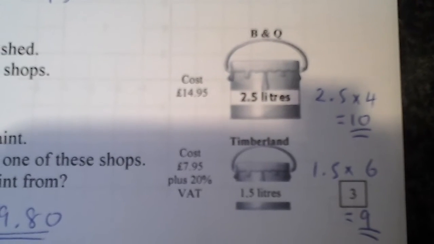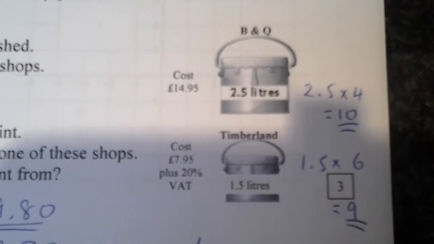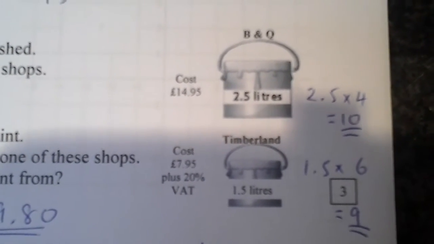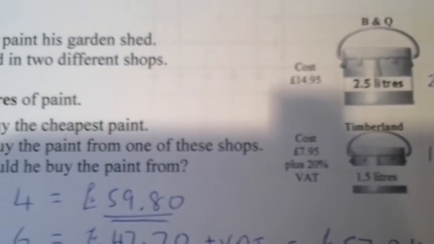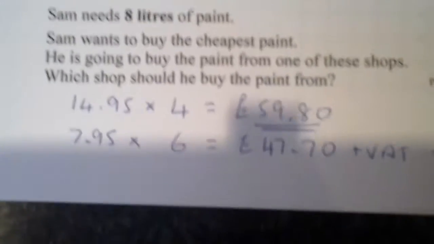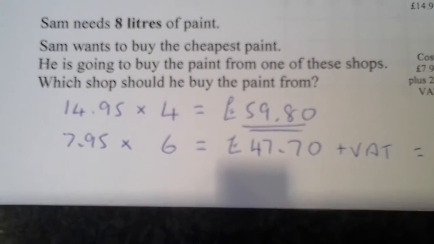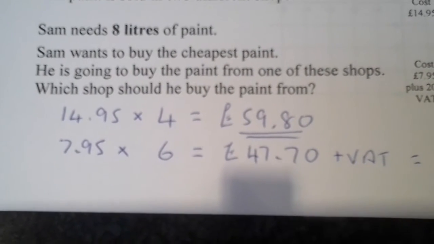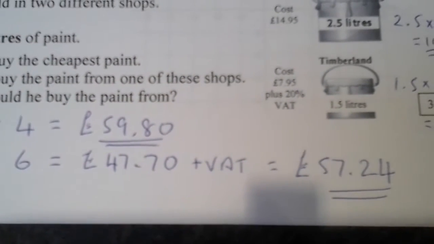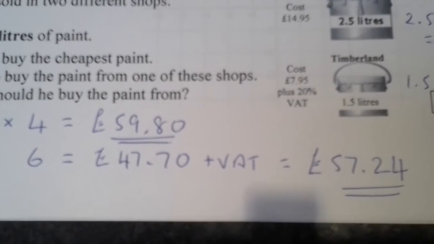Question 4, 4 lots of 2.5 litres is 10 litres, and 6 lots of 1.5 litres is 9 litres. Both of these are more than the 8 litres you want. So multiply 14.95 by 4, gets you the final price, 59.80, and 7.95 times by 6 plus the VAT gives you 57.24, so therefore Timberland is cheaper.